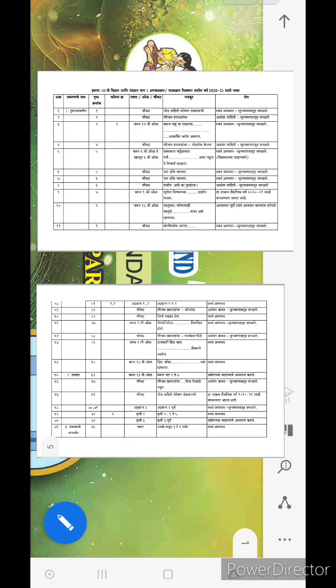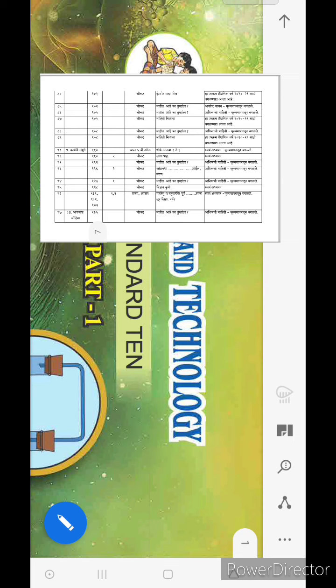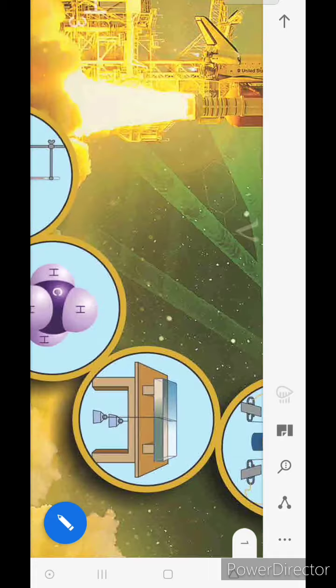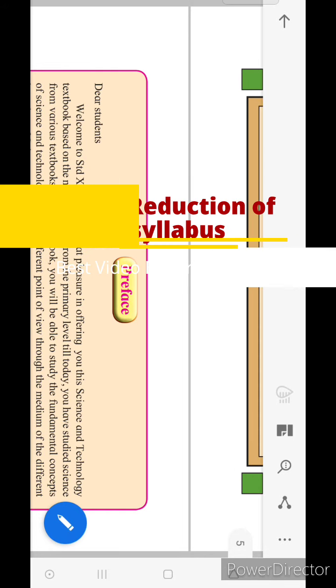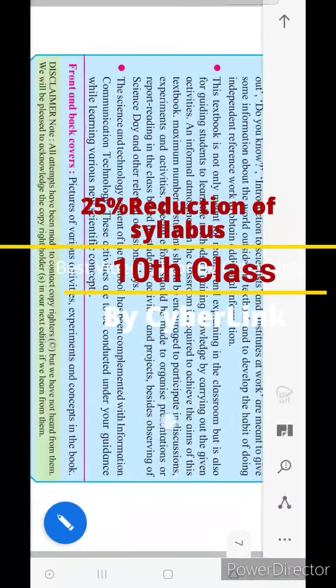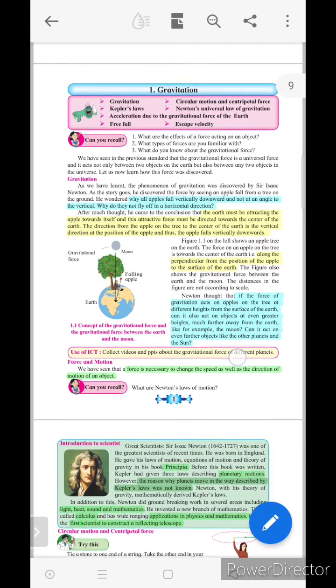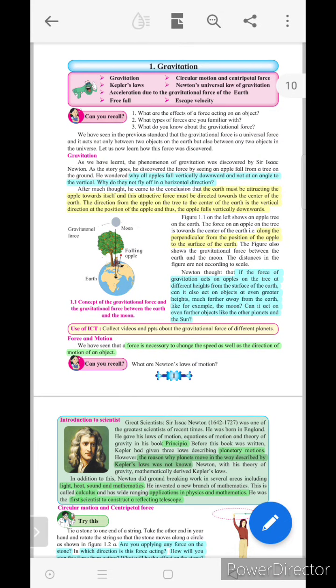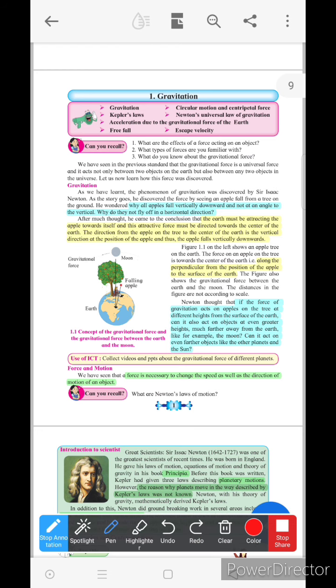Today we are going to see the 25% reduction in Science 1, lesson number 1. First page, that is gravitation, and in this first page, page number 1, you can see the use of ICT. That topic is reduced. Only this topic is reduced on the first page.